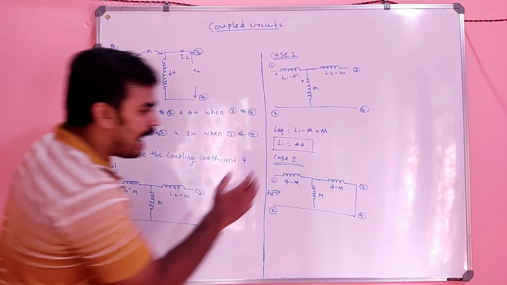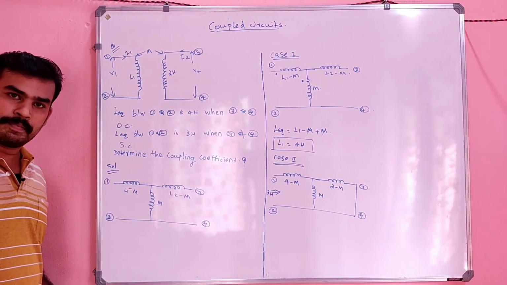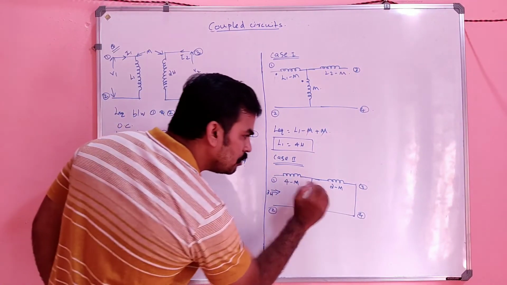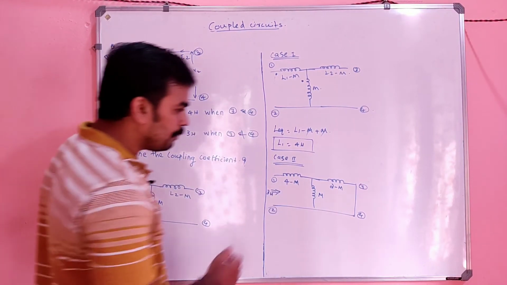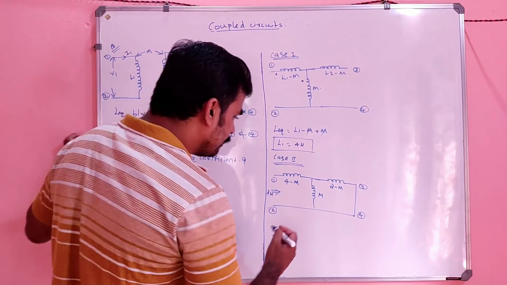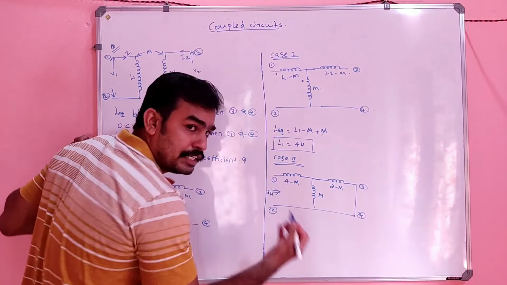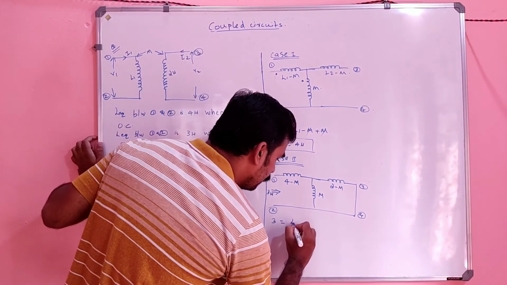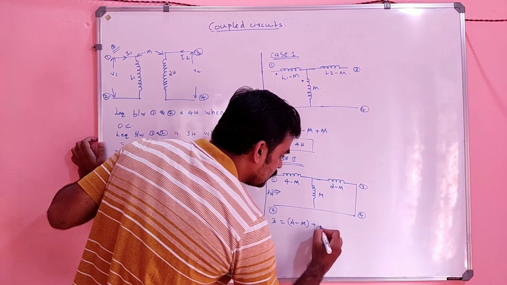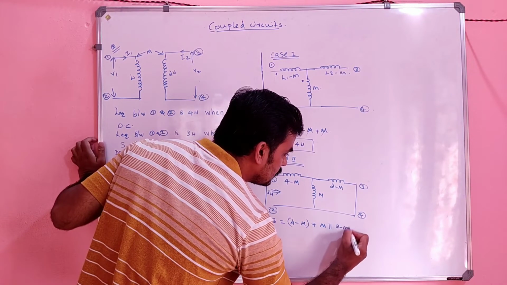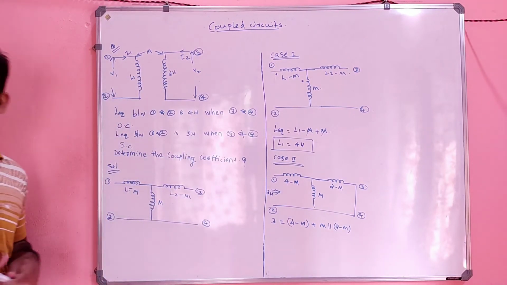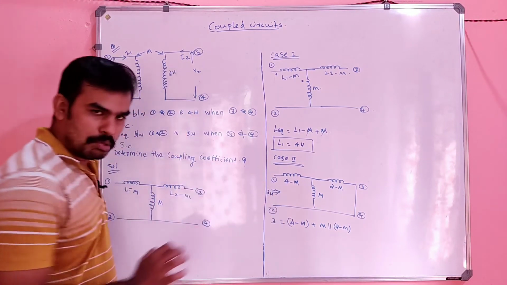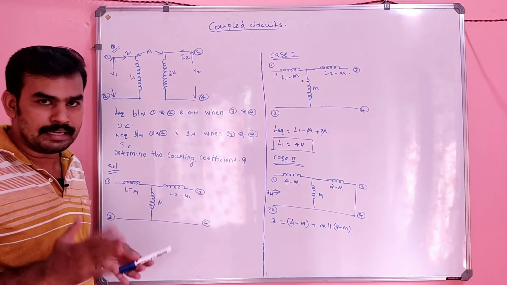So 3 Henry will be the answer if you short circuit the terminals 3 and 4. And now looking into the circuit, the effective inductance, that is 3 Henry, is nothing but 3 is equal to 4 minus m plus m parallel to 2 minus m. Is it clear? I know you may be confused. I will explain. The 3 is the overall inductance, 3 Henry.